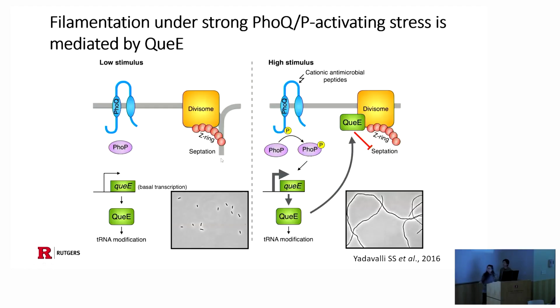And now we know that QueE localizes to the Z ring, which marks the site of cell division and is noted to be important for filamentation. Therefore, it is highly likely that QueE has some direct interaction with a component of the divisome that leads to this filamentation. But before I get into that, I first want to talk briefly about QueE.